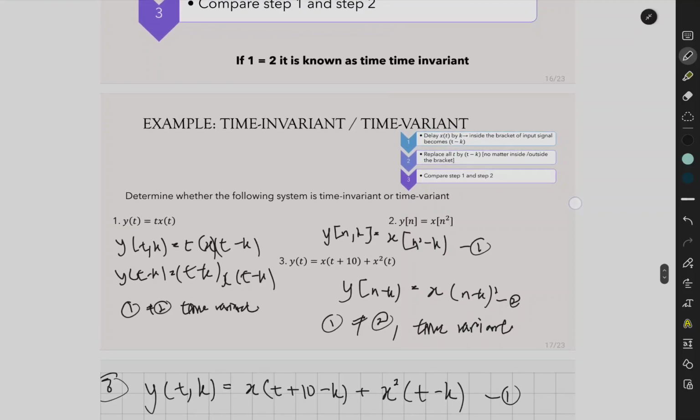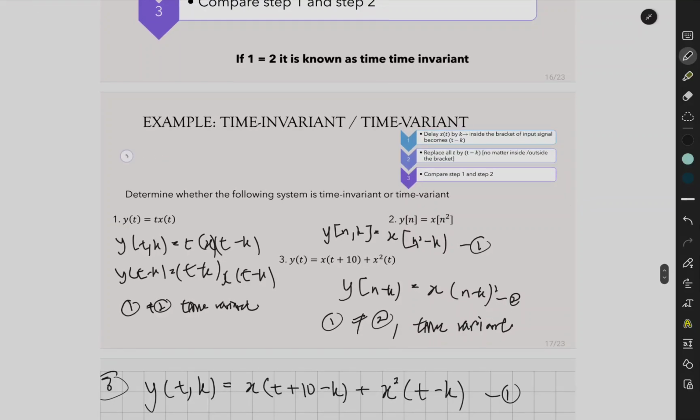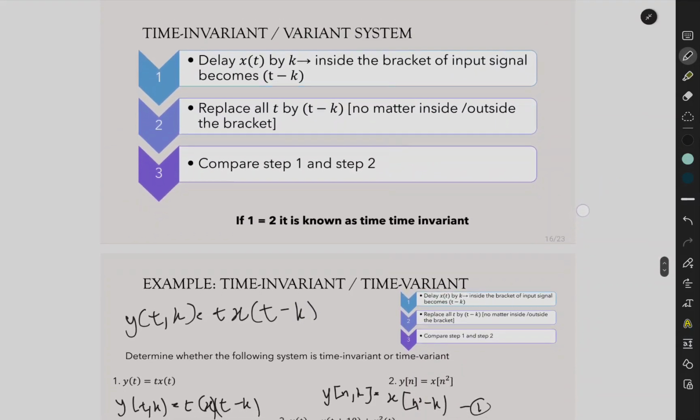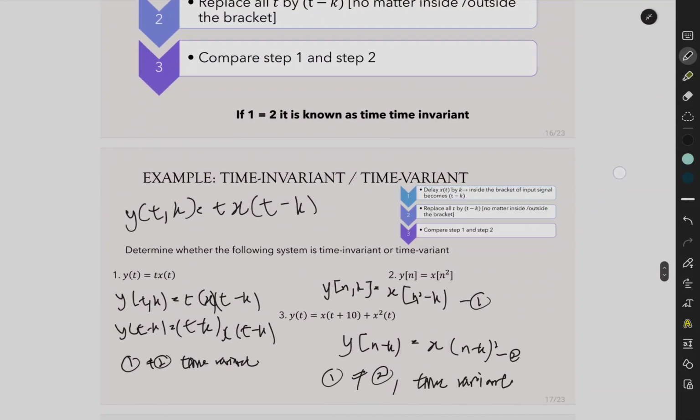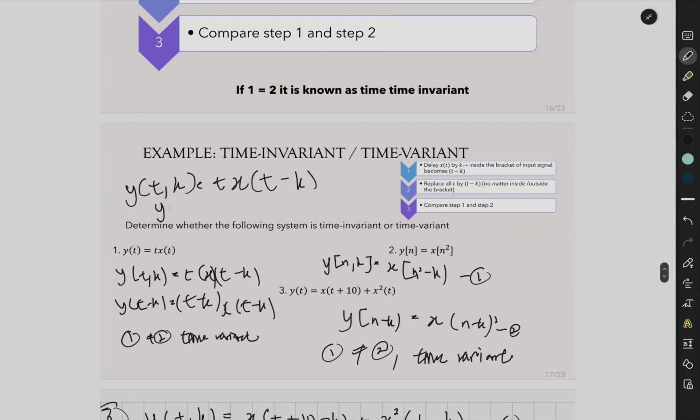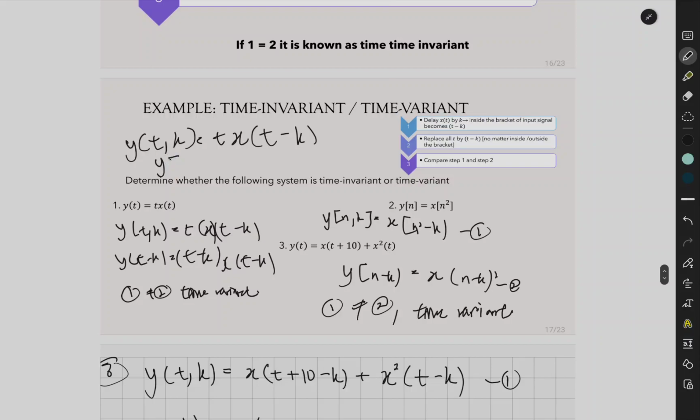Okay, so let's take example 1. If we want to perform a time shift, we substitute t minus k into the function x. So we delay x of t by k. If we want to make it earlier, that can also be done, using plus I think, but in our case we use delay. So y[n] equals x[n] squared minus k.